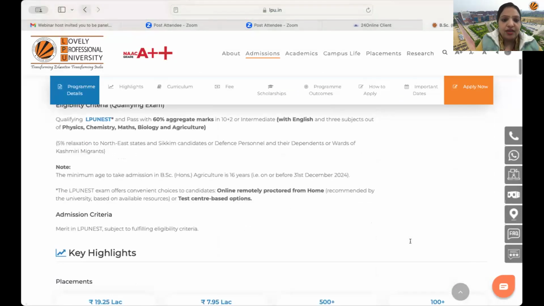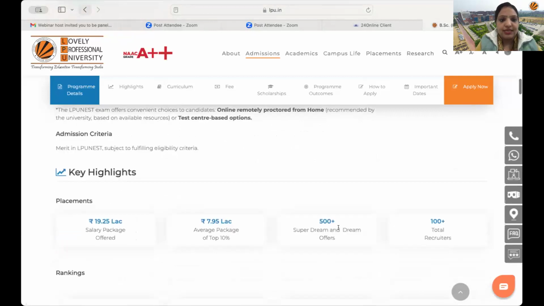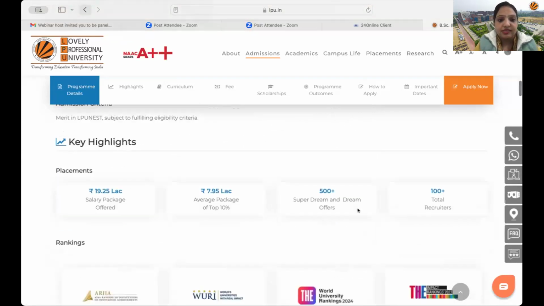So moving ahead with the eligibility for agriculture, BSc Honors Agriculture, which is a 4 years program. It is 60% plus, and the university exam, LPU NEST, that is Lovely Professional University National Entrance and Scholarship Test. Basically, this is a test which serves 2 purposes: one is the eligibility as well as the scholarship. This test can be done on the basis of an online proctored exam, or you can go ahead with the test centers as well.